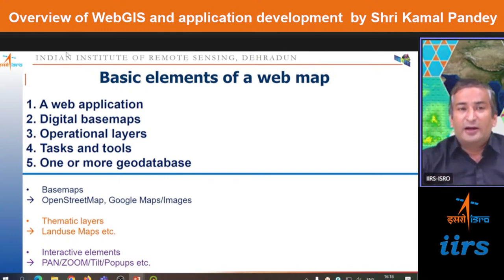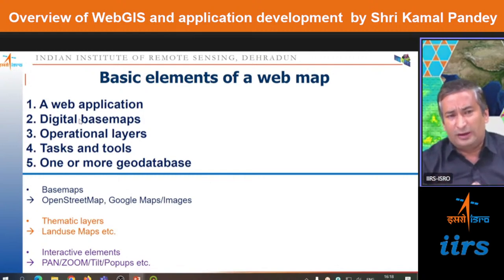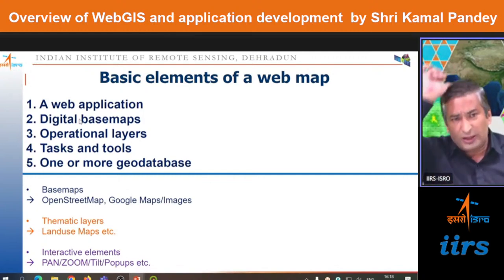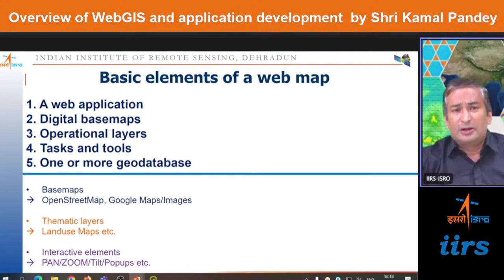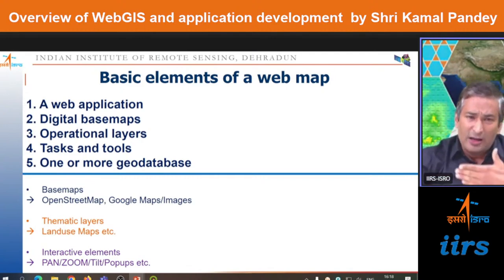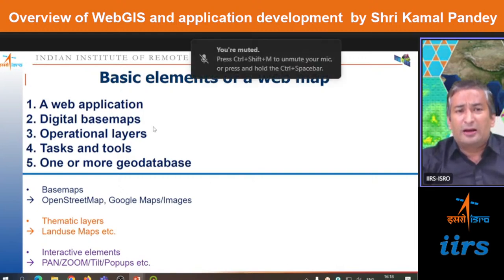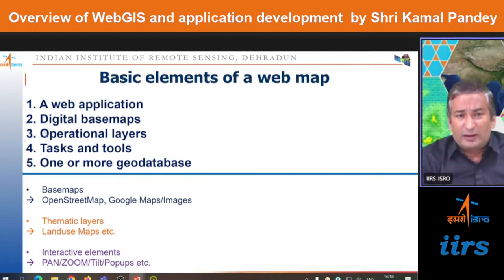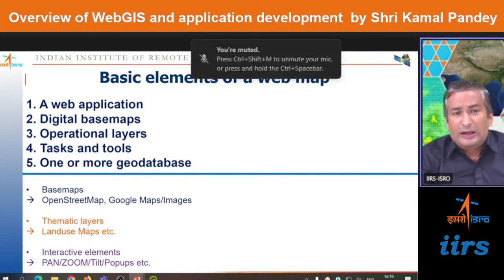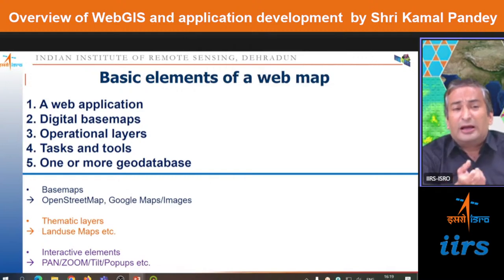Then it can have digital base maps also. Those reference maps can be put over there. There are certain maps which are used only for reference purposes. So they are called digital base maps, like OpenStreetMap can act as a base map only. Similarly, we can also have operational layers, that is, the layers on which you are going to work. It can be a land use map, it can be some soil map, or it can be some watershed boundaries map, or sorry, water bodies map.